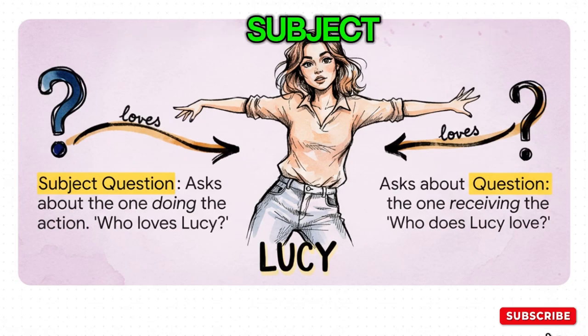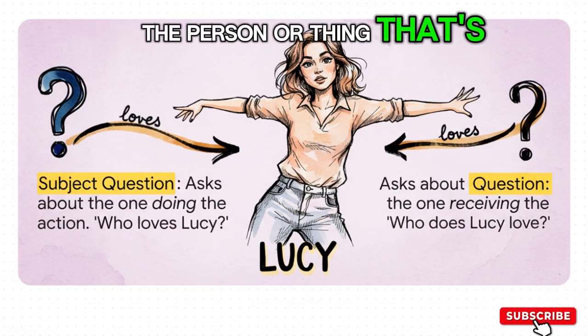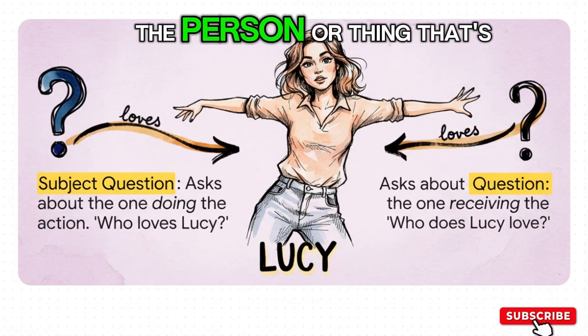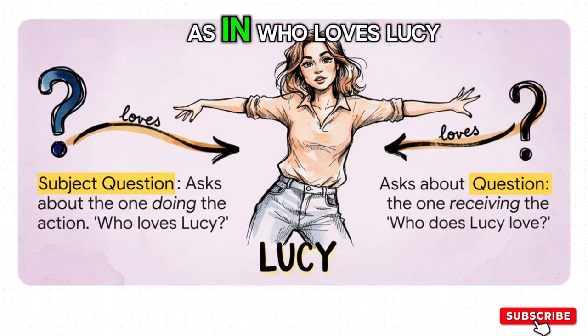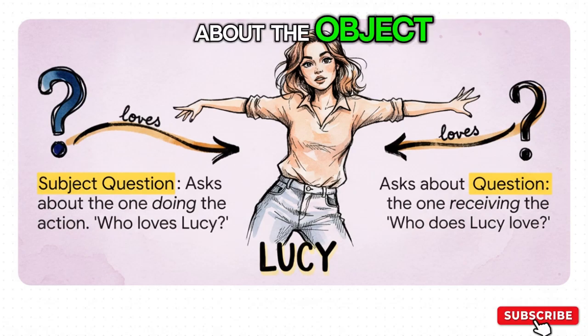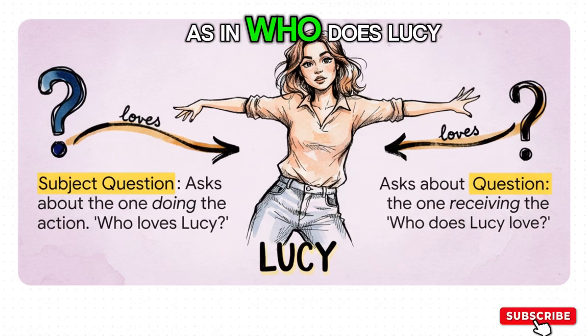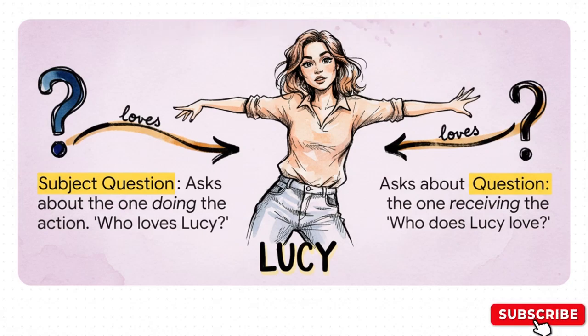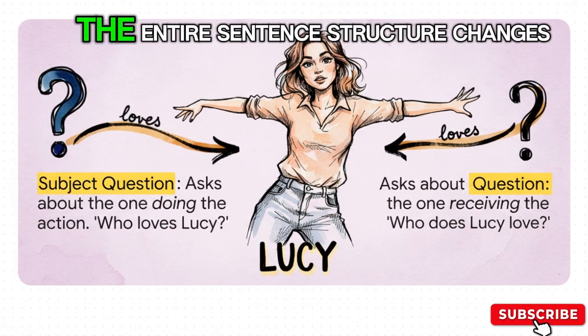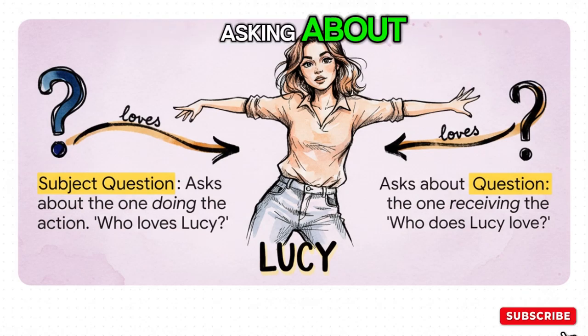Now, this next part is subtle, but it's incredibly important. Sometimes you're asking about the subject, the person or thing that's actually doing the action, as in who loves Lucy, but other times you're asking about the object, the person or thing that's receiving the action, as in who does Lucy love. The entire sentence structure changes depending on which one you're asking about.